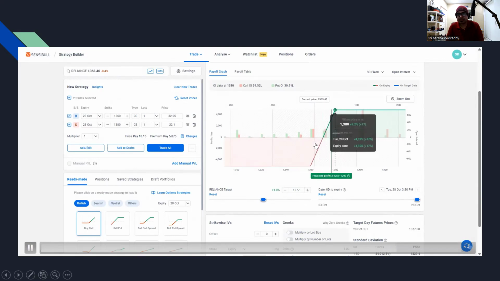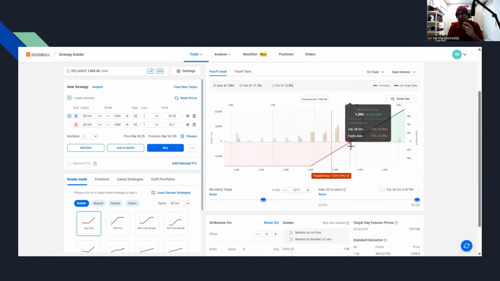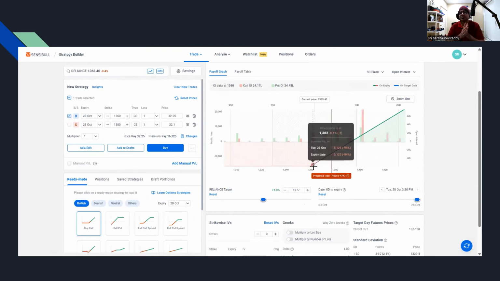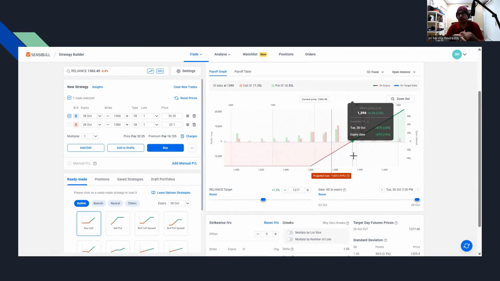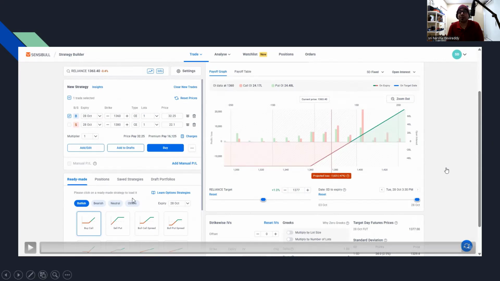See, it needs to increase only 30 rupees. The break-even point reduces; here the break-even point is higher. So Reliance has to move 60 rupees to make profit. From 1360, it has to increase to 1390, so 30 rupees it has to increase to make profit. But with the call spread, it has to increase only a few, I think 6 rupees, to make profit. That's the difference. That's why the probability increases if we go for a bull call spread. It doesn't mean you will win; it is only a probability.